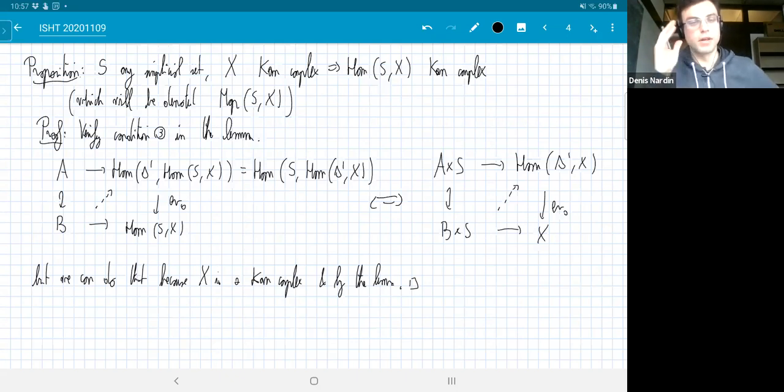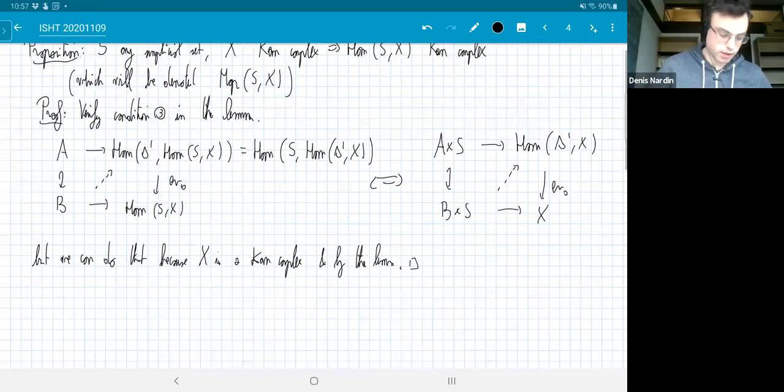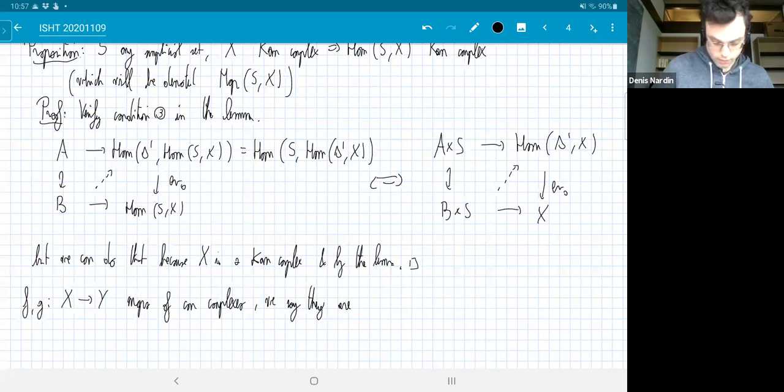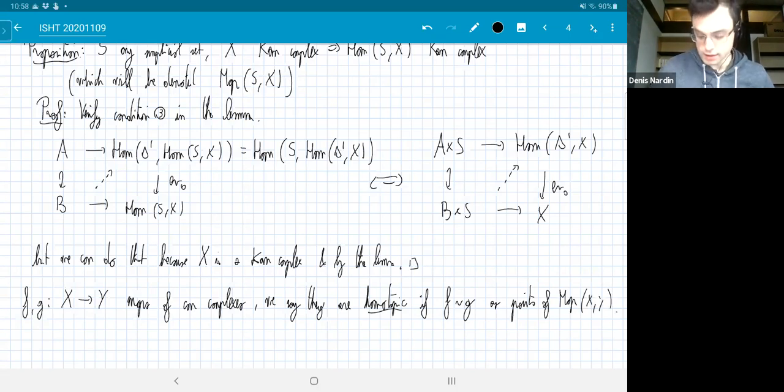If you remember, we played a lot of such games last semester, moving things from one side to the other. So in particular, if F and G are maps of Kan complexes, we say they are homotopic if they are equivalent as points of Map(X, Y). It's literally that there is a path between them in the mapping space.